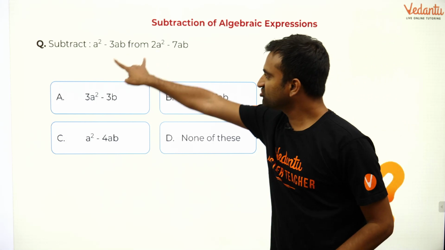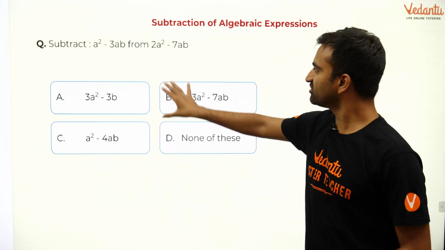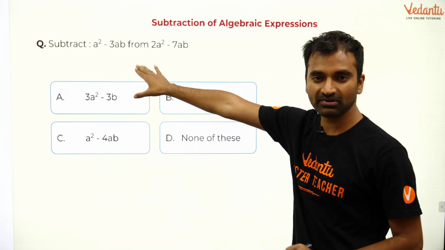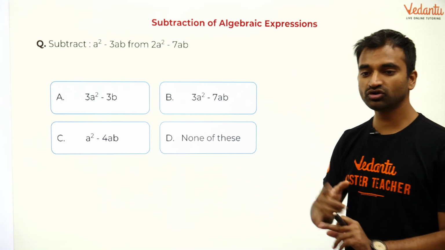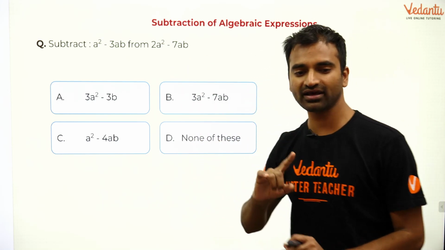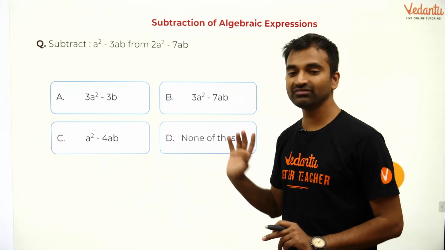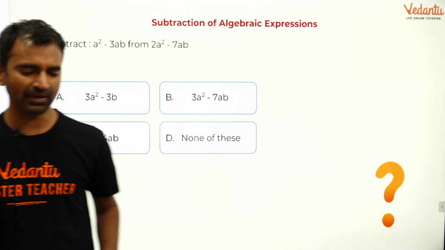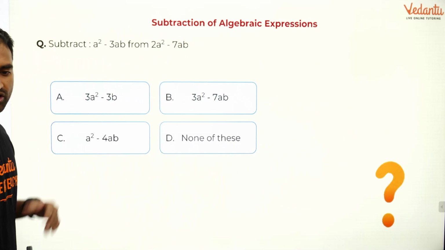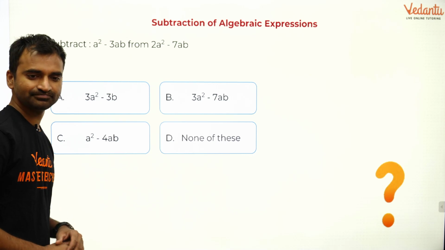Great. Next question, subtract. Now over here I have options. This is also an easier question. Subtract a square minus 3ab from 2a square minus 7ab. You can use the method that I talked about earlier, apply that to subtraction, and give me the right answer right away, or you can use your notebook and pen as well if you want. Very quickly, everyone, what do you think is the right answer?